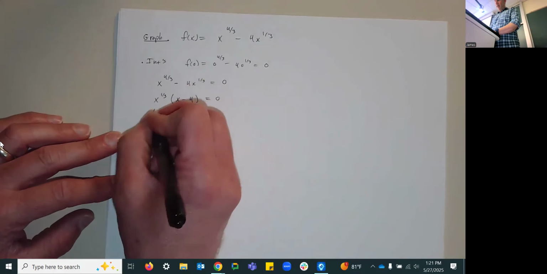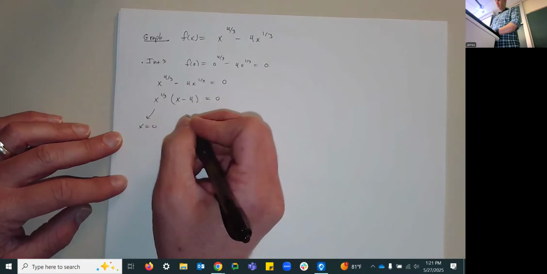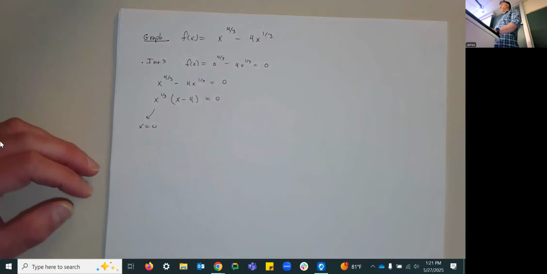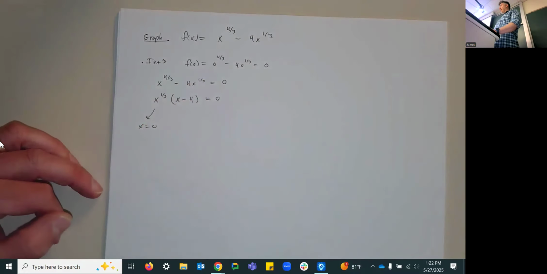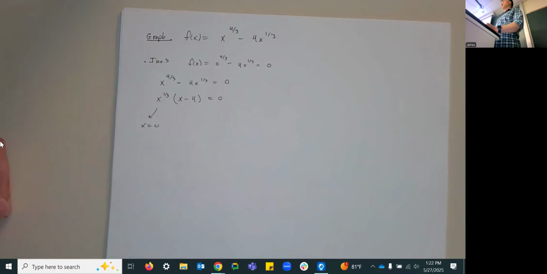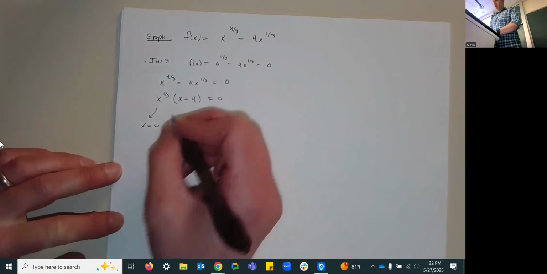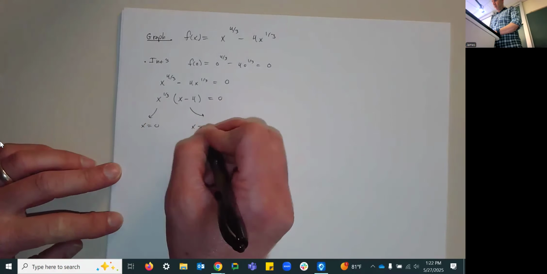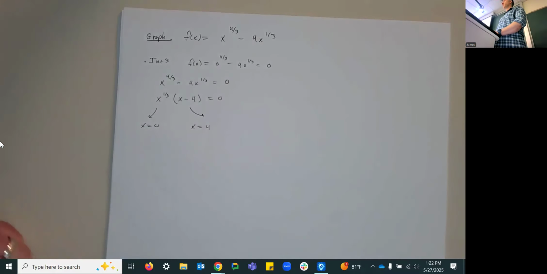We end up getting either x equal to 0, which should never be a surprise if y equal to 0 was one of your y-intercepts. x equal to 0 has to be a corresponding x-intercept. And then we're also going to get x equal to 4. So those are our intercepts.